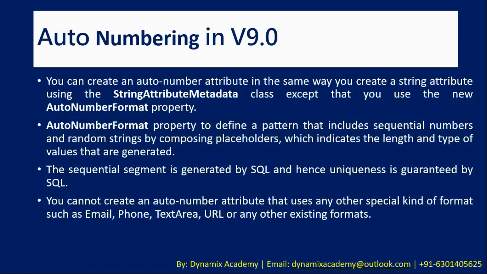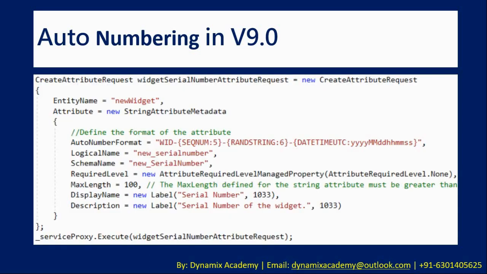So if you have any field which you want to convert to an auto numbering attribute, then it should not have any special formats like email, phone, text area, URL, or any other format. So this is a sample code of how you can create an auto numbering attribute.